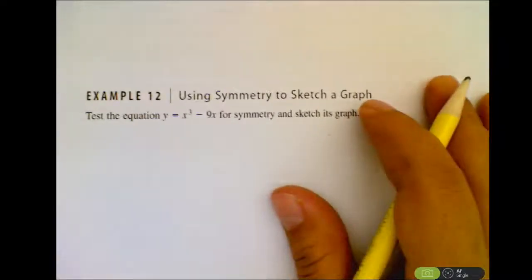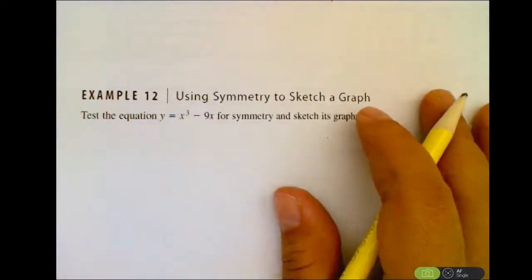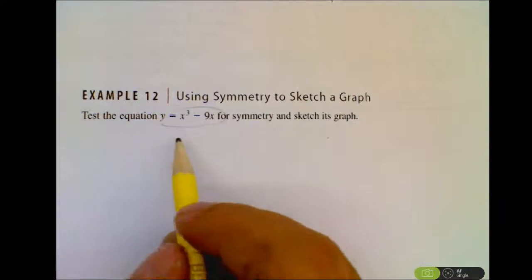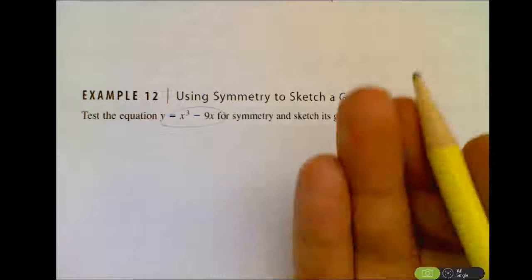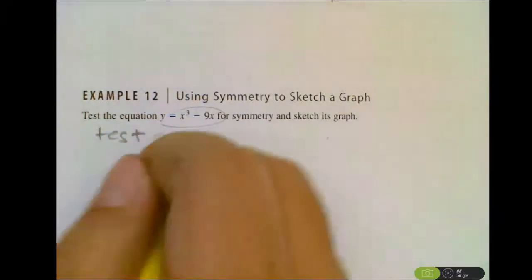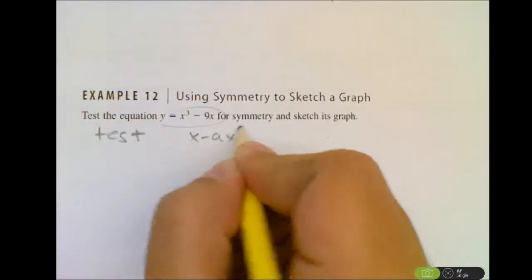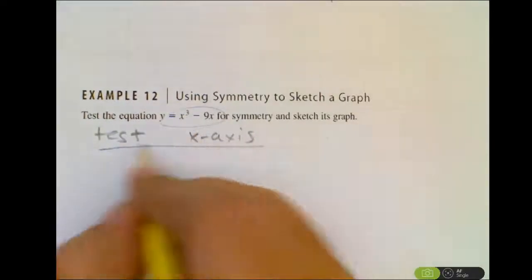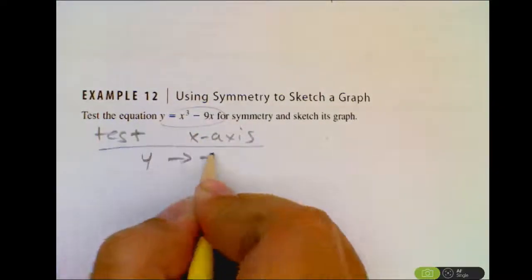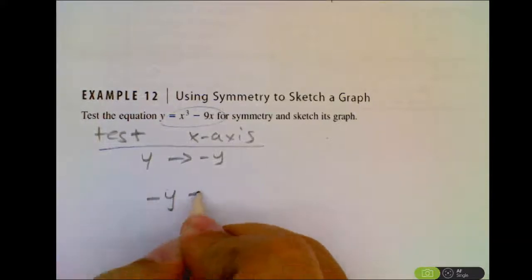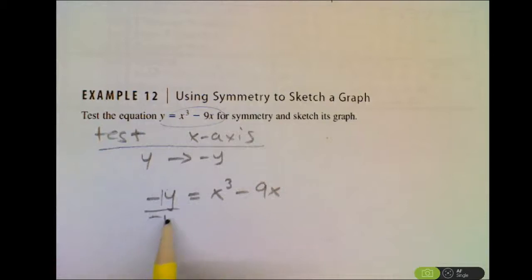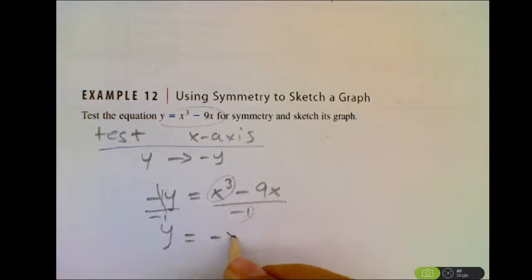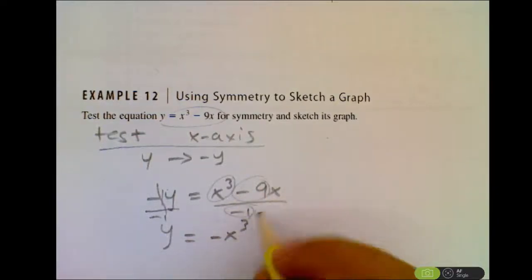Now example 12 says, using symmetry to sketch a graph. You don't know whether this equation is going to be symmetric with respect to the x-axis or the y-axis or about the origin. So let's test for symmetry with respect to the x-axis. For that you have to replace y with negative y. So when I do that, I have negative y equals x cubed minus 9x. Now I have to divide by negative 1 both sides, so I have y equals negative x cubed, and negative 9 divided by negative 1 is positive 9.